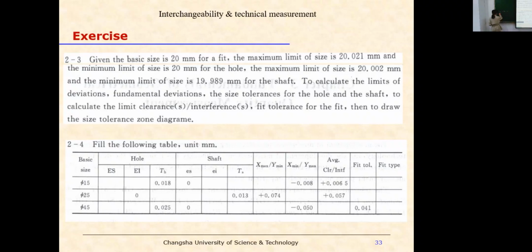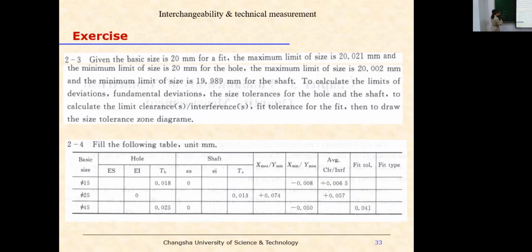So this is the maximum clearance, right? So if the minimum hole minus the maximum shaft, the value is plus, so it totally is clearance, right? It means the hole is here, right? The shaft is here, right? The maximum hole is above the minimum shaft. This is the minimum hole, this is the maximum shaft. This totally is clearance, right?